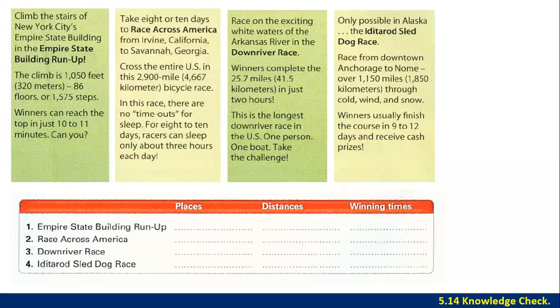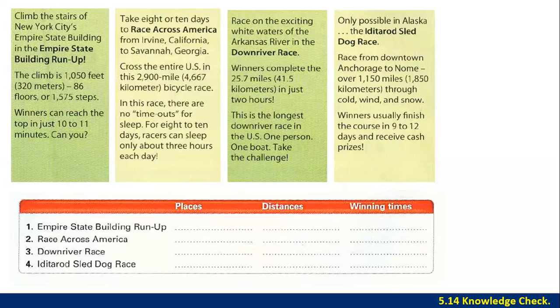Excellent. What about the last one? Volunteer. Yo pensé que había alguien más. Volunteer para la última. No volunteer. Vaya, pues la leo yo. Dice, only possible in Alaska. Ah, por cierto. Es Arkansas, ¿verdad? Arkansas en español, pero en inglés no pronunciamos la última S. Así que es Arkansas River, ¿verdad?